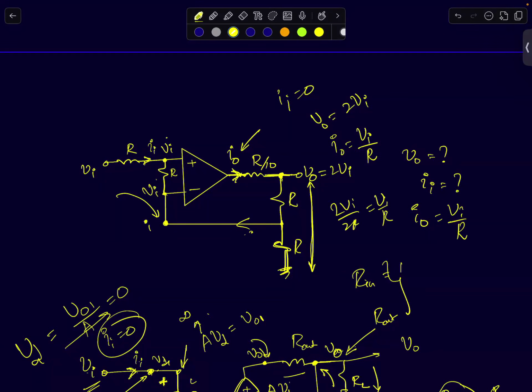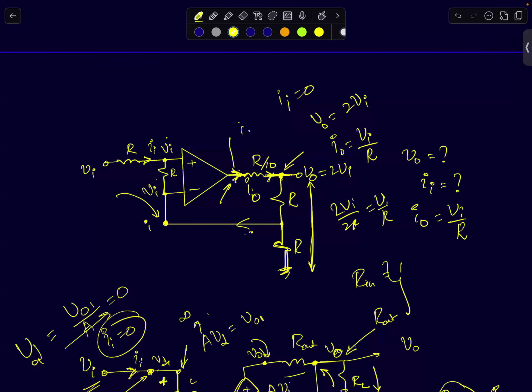The current that the op-amp has to supply also doesn't change. It doesn't depend upon the output resistance. Any resistance I add here, between the output of the op-amp and the output node from where I'm taking the feedback, this resistance really doesn't come into play. Okay, I naught is simply Vi by R. I naught is the current through this resistor.